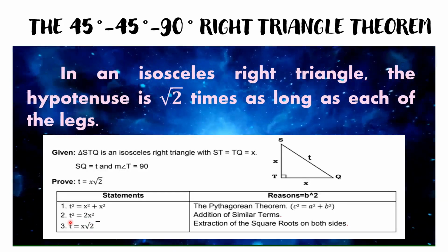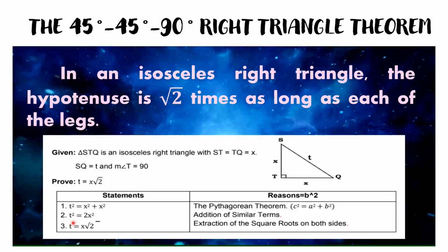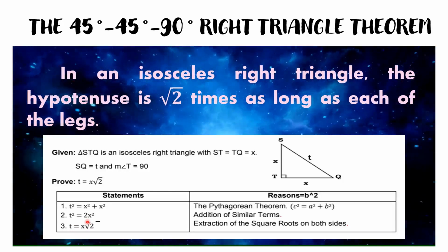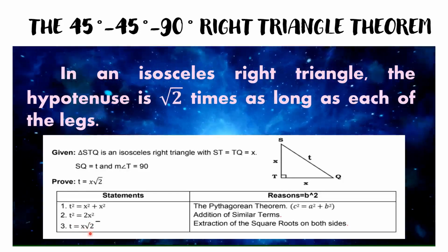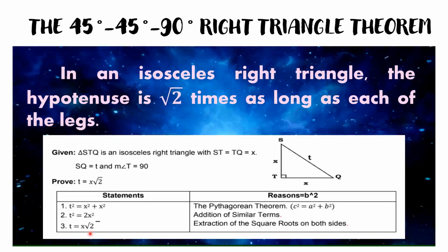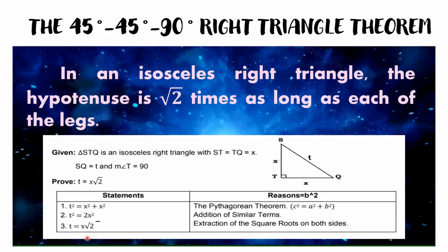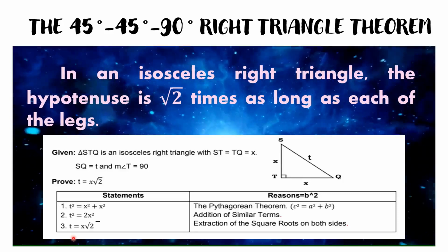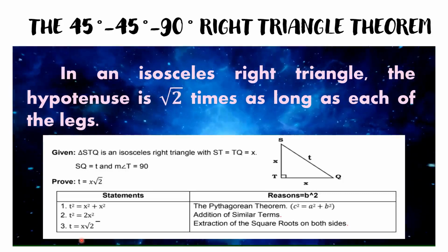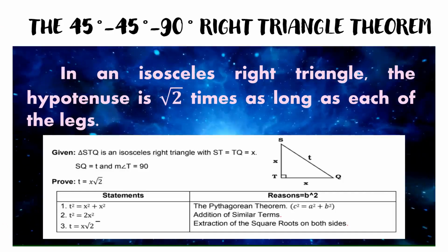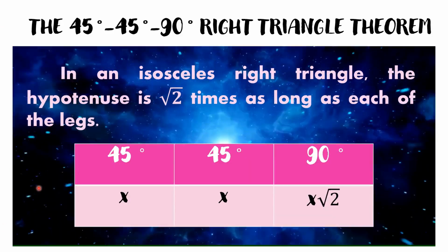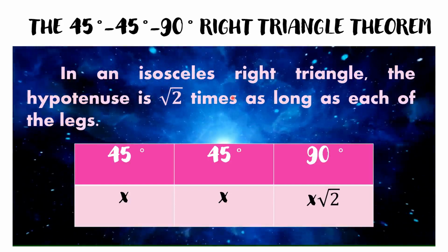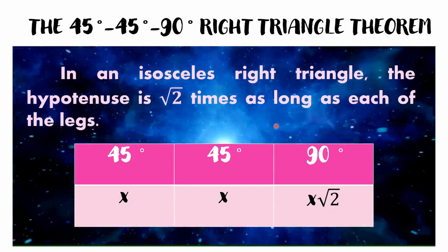Then, para T na lang ang maiwan dyan, kailangan nating kuhanin ng square root ni T squared. So, the square root of T squared ay T, and then the square root of 2X squared is X square root of 2. Because 2 is not a perfect square, maiiwan po siya sa radical sign. So, therefore, in an isosceles right triangle, the hypotenuse is square root of 2 times as long as each of the legs. Again, the 45-45-90 degree right triangle theorem. In an isosceles right triangle, the hypotenuse is square root of 2 times as long as each of the legs.